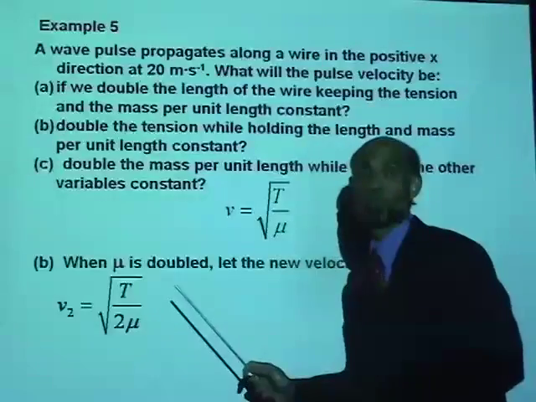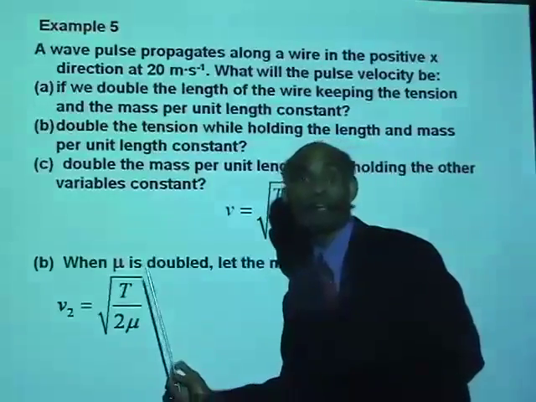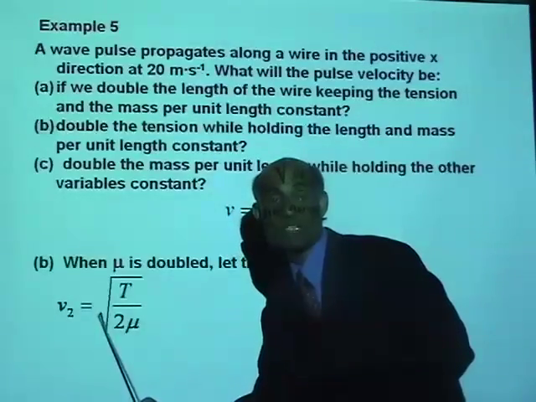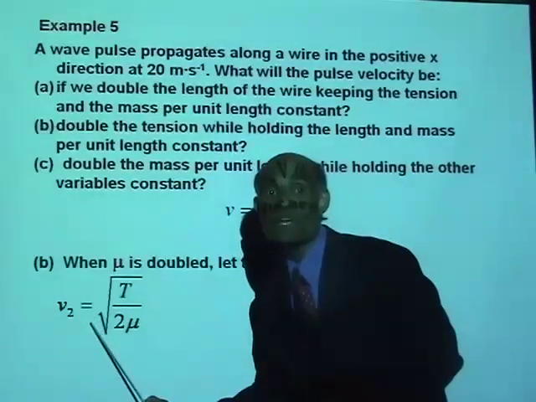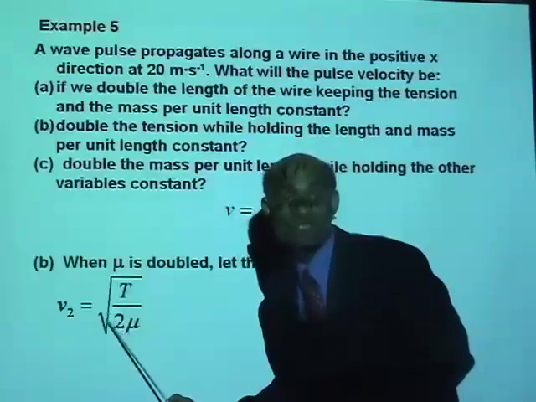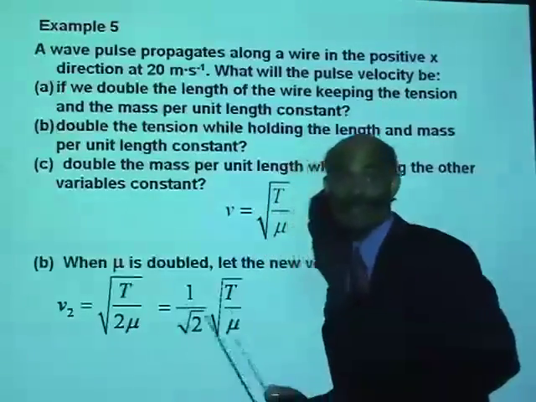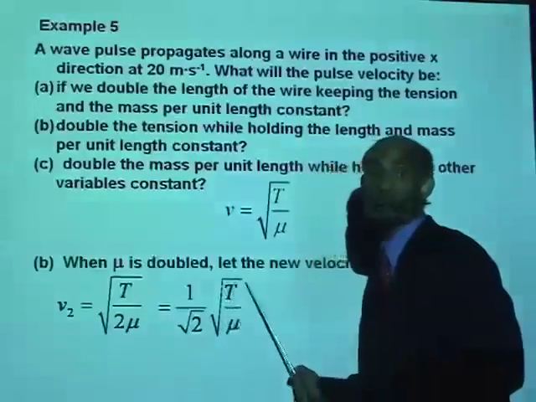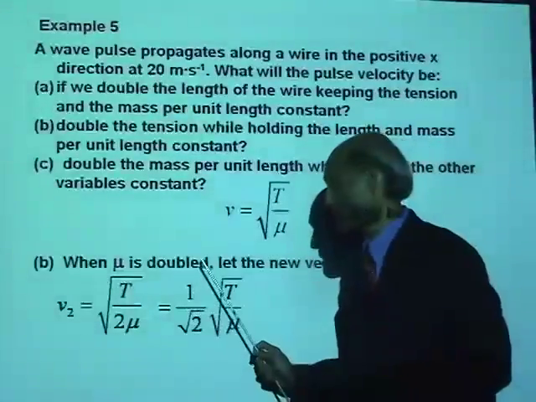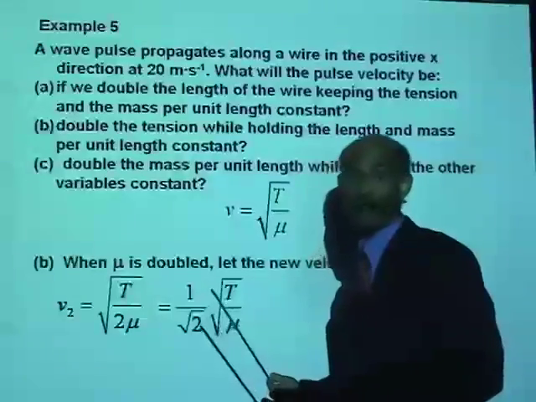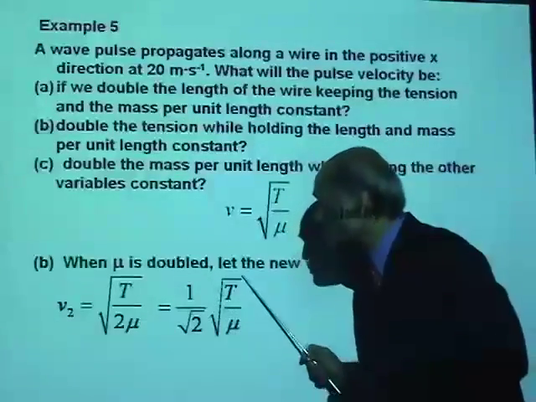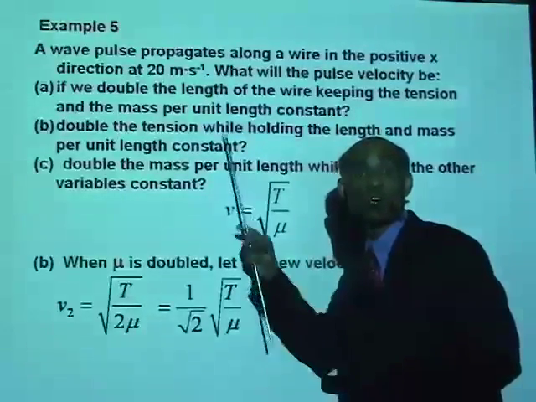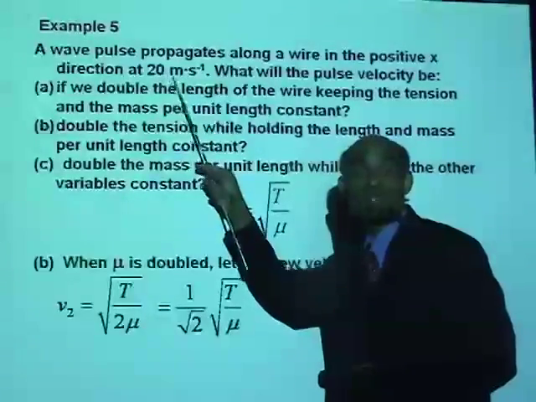Mu is doubled. Now, the same way we did in the previous example, this square root 2 can be separated, but that is going to be on the denominator this time. This belongs to the denominator. So look at the way I wrote it: 1 over square root 2 times square root T over mu. I hope you understand that one. Now, what is this quantity? Square root T over mu is the original speed, which is 20 meters per second.